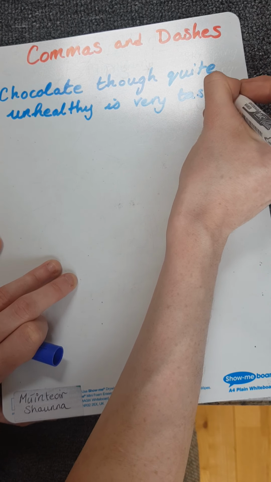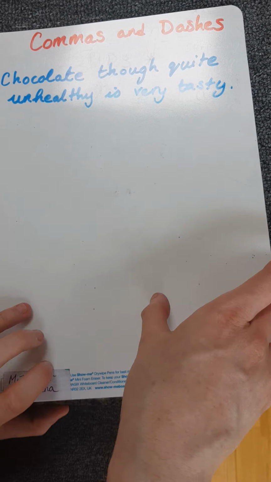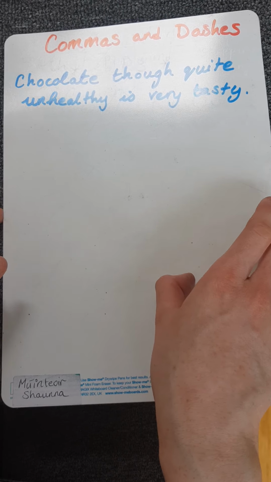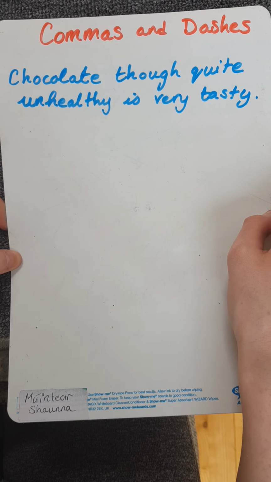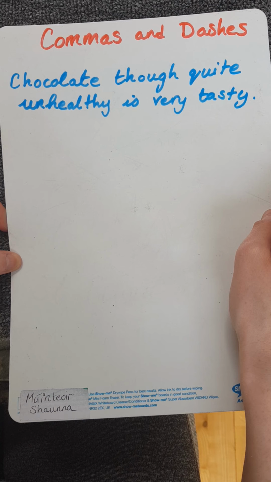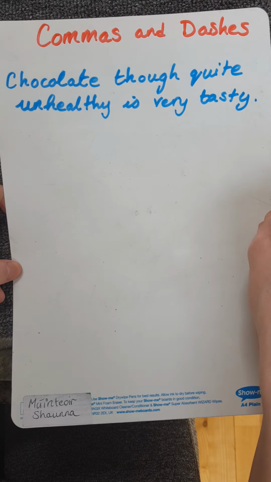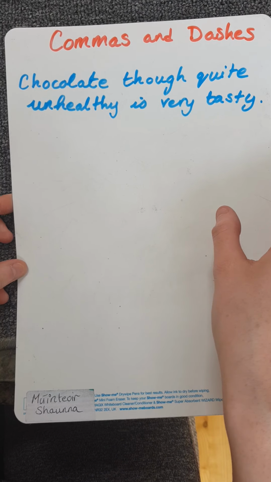Now, the way I even said that sentence, I have implied where the commas and dashes are going to go. But if I was to read that without any punctuation, commas and dashes are a form of punctuation, I would say chocolate, though quite unhealthy, is very tasty. Now, that does not sound very good. All right? It doesn't really make sense. You can know by the sound of it.